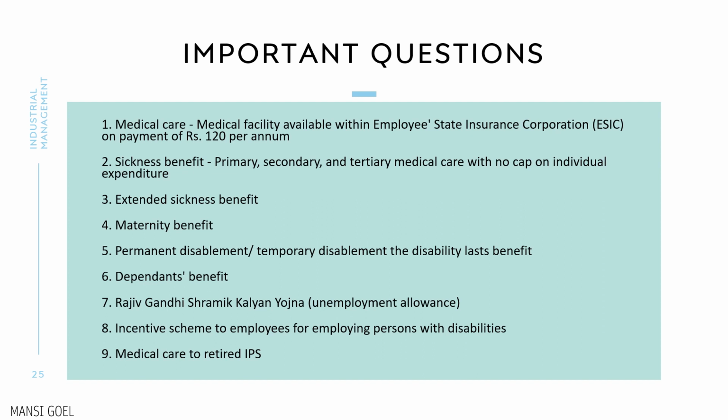6. Dependence benefit. 7. Rajiv Gandhi Shramik Kalyan Yojana, unemployment allowance. 8. Incentive scheme to employers for employing persons with disabilities. 9. Medical care to retired IPs.